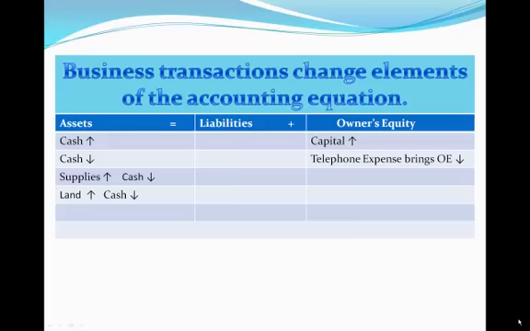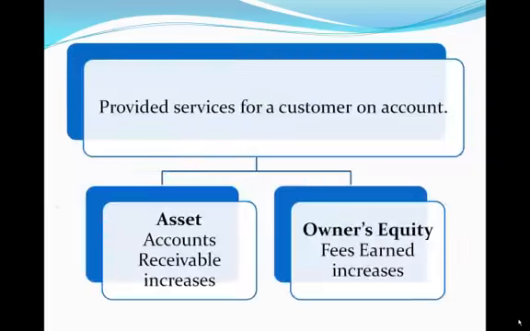Now, let's look at some more business transaction examples. A company provided services for a customer on account. In this example, the customer does not pay cash on the spot for the services received. Instead, the customer will receive an invoice and will pay the company for the services at a later date. The asset, accounts receivable, increases, and the owner's equity, fees earned account, also increases.